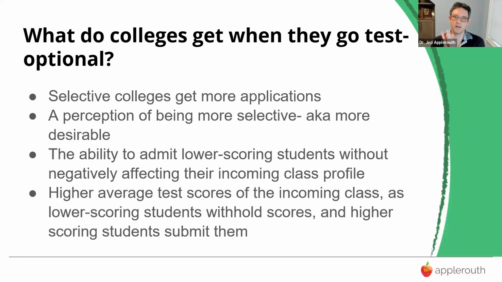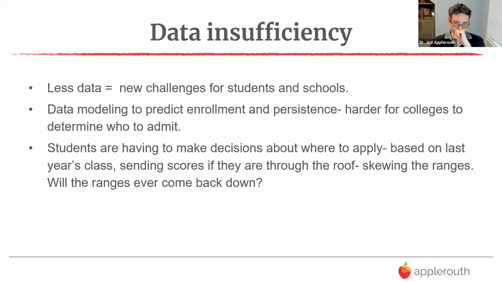Additionally, when you go test optional, you effectively wipe out the bottom quarter of kids with low test scores, which means your average test score for kids who submit goes up by about 30 points. And that's been shown in research going back about a decade. So you get more kids to apply, you become more selective, you're able to build the class you want, and also your average test score increases. For that reason, many colleges who are now test optional are going to stay for all of these nice things that they get. One thing, however, is that you lose data.